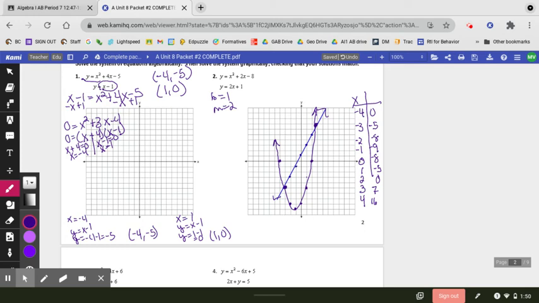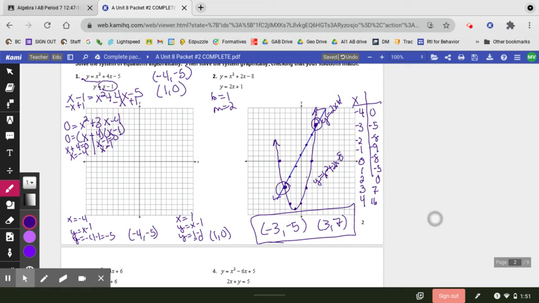And I need to label both graphs so I know which one's which. I mean, it's kind of obvious in this case, but you still need to label them. And then I need to identify my solutions. So my solutions are (-3, -5) and (3, 7). I need to make sure I find both.